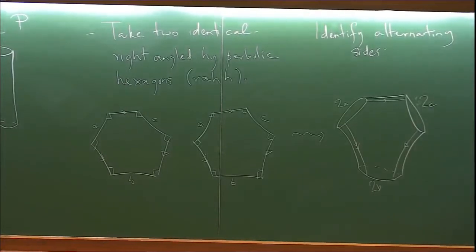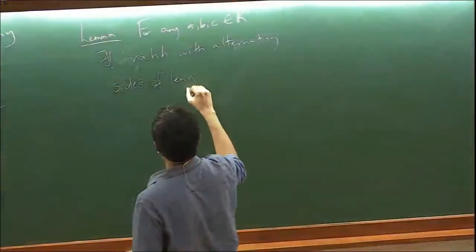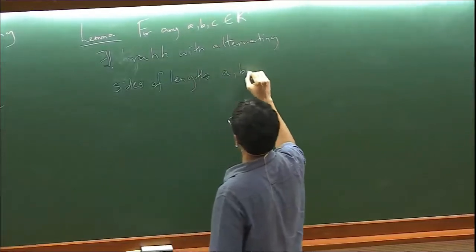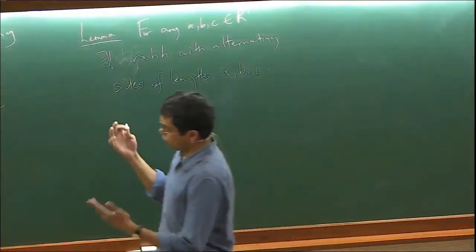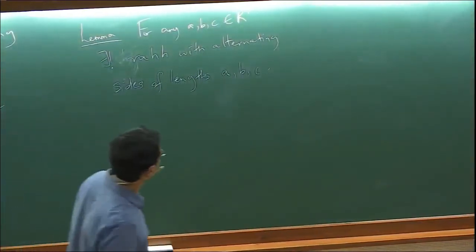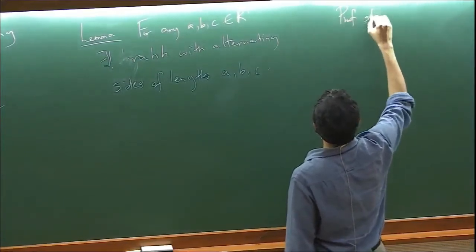So here's the basic lemma: for any positive real numbers A, B, and C, there exists a unique right-angled hyperbolic hexagon with alternating sides of lengths A, B, and C. The proof of this is some exercise in hyperbolic geometry. So let me give an idea of the proof, a sketch of the proof.